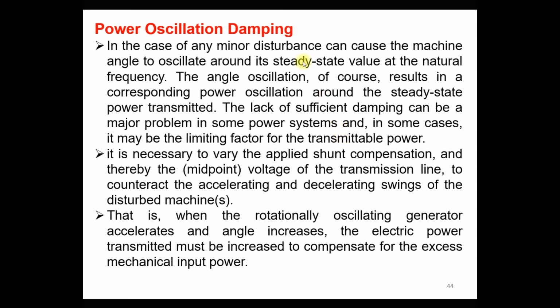So you must provide damping, which means reducing the oscillation by some means to avoid any abnormal conditions. It is necessary to vary the applied shunt compensation, and thereby the midpoint voltage of the transmission line, to counteract the accelerating and decelerating swing of the disturbed machine. So how do we damp out this power oscillation? By providing shunt compensation using the STATCOM or the SVC. You can maintain the voltage at the middle of the transmission line at a certain level, and you can damp out the oscillation of the swing.